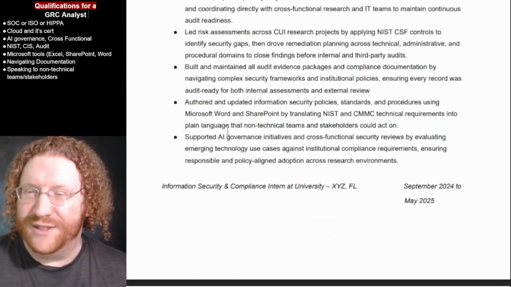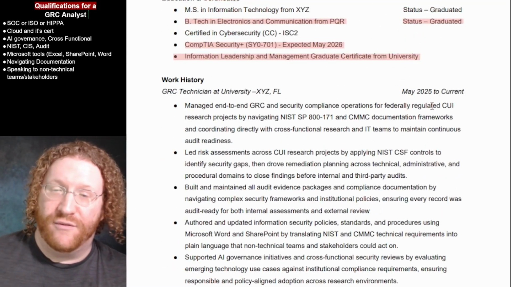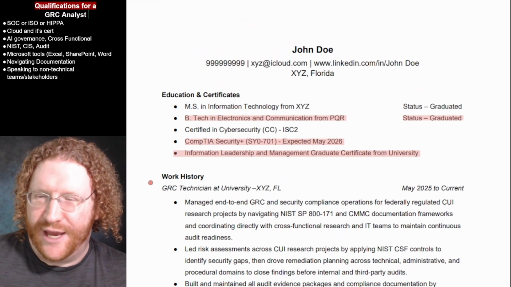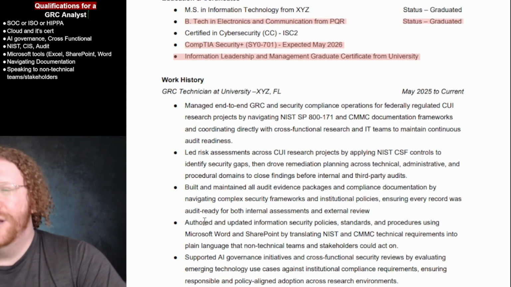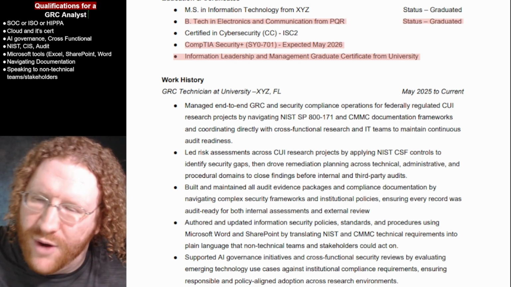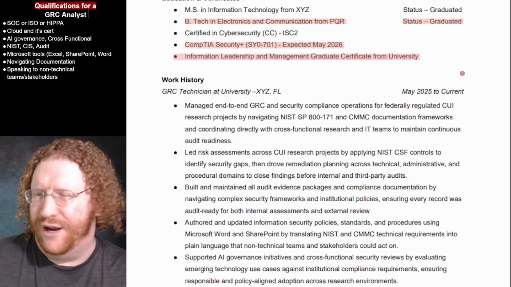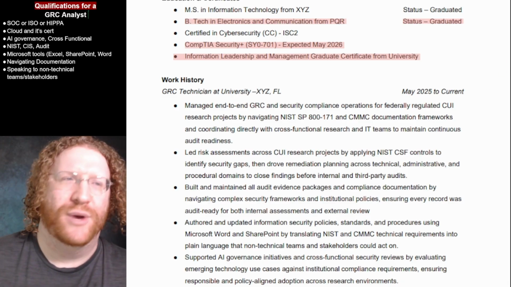So again, the problem is this is way too long, and you've only been there for less than a year. You should not have this many bullet points. Like, the maximum you want is 8, but that's for, like, if you've been there for 10 years. You've only been there for less than a year. I would say, like, you only need 3 bullet points.